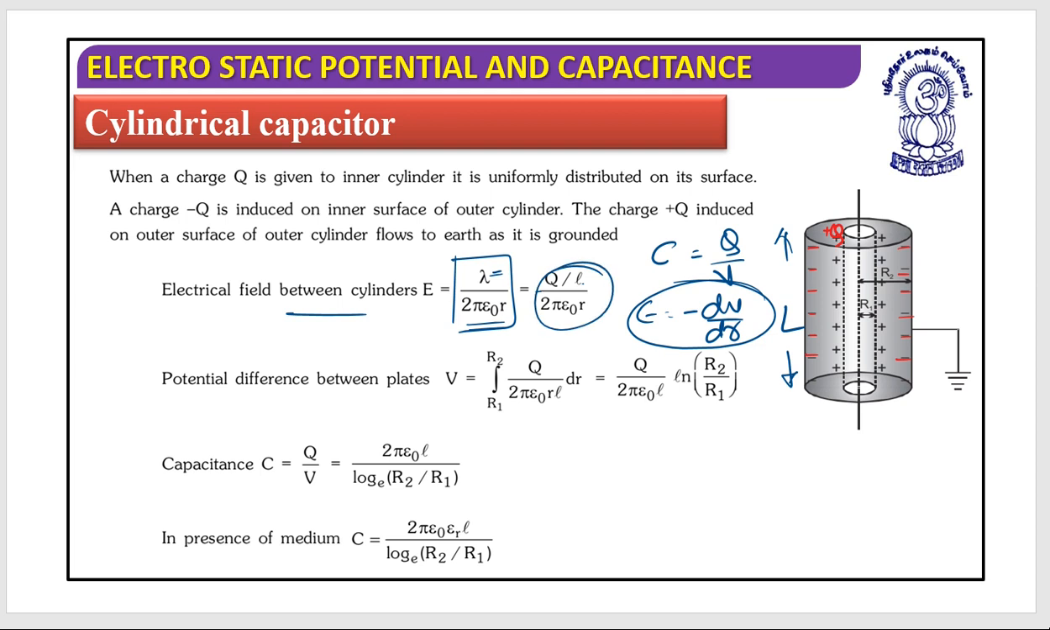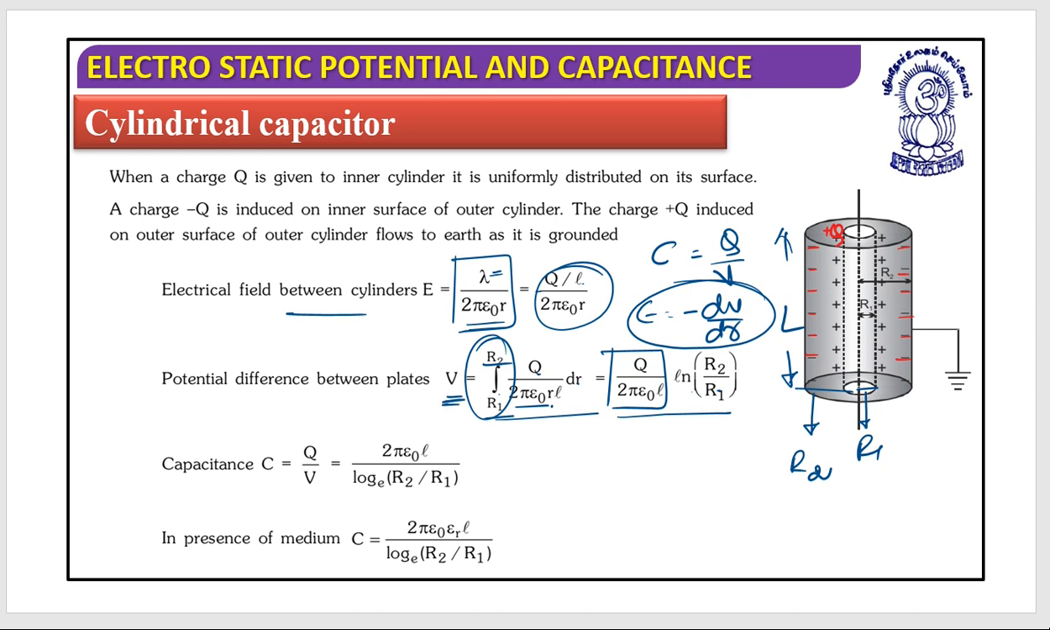Let's find the potential difference between the plates. I'm going to integrate this from the inner radius R1 to the outer radius R2, of Q divided by 2 pi epsilon naught r into L. The constant terms are put on this side: Q by 2 pi epsilon naught L, and then I integrate dr by r. The integration of dr by r is ln r. Putting in the limits, it's ln R2 by R1. So this is the potential difference between the two plates.